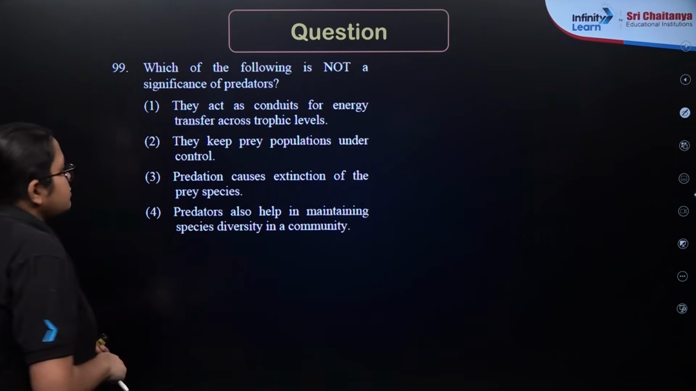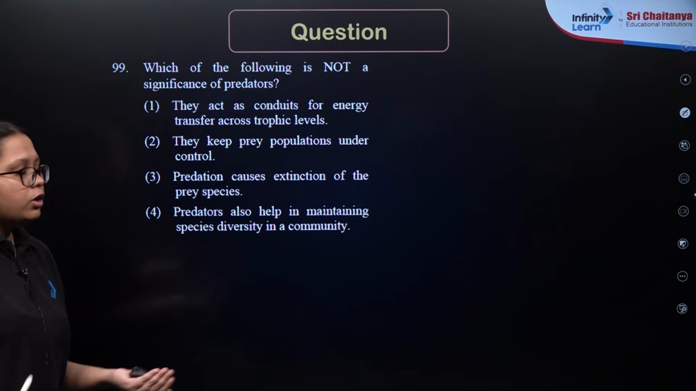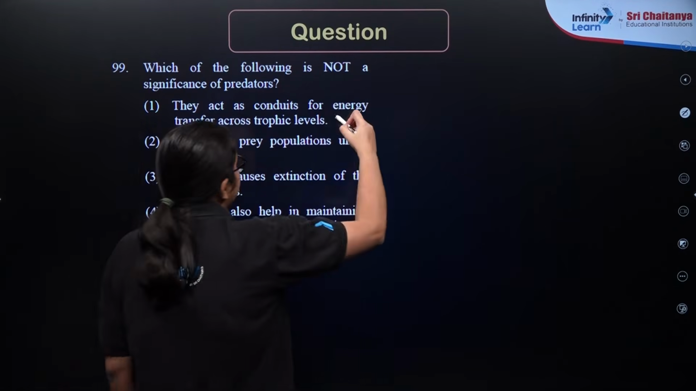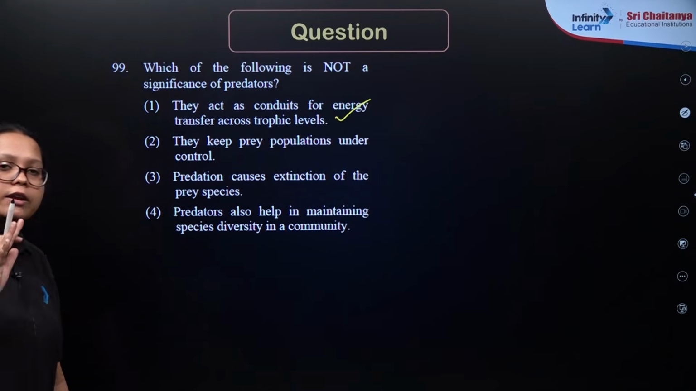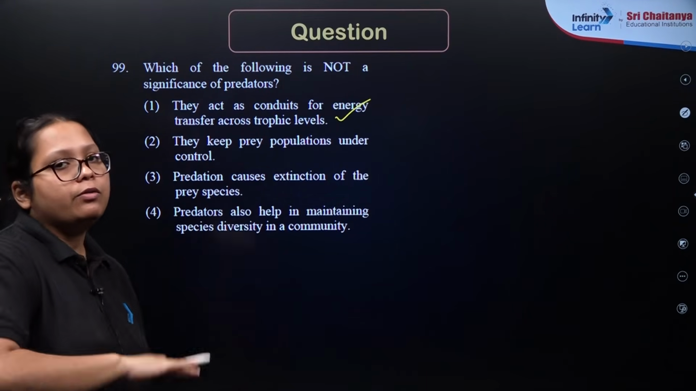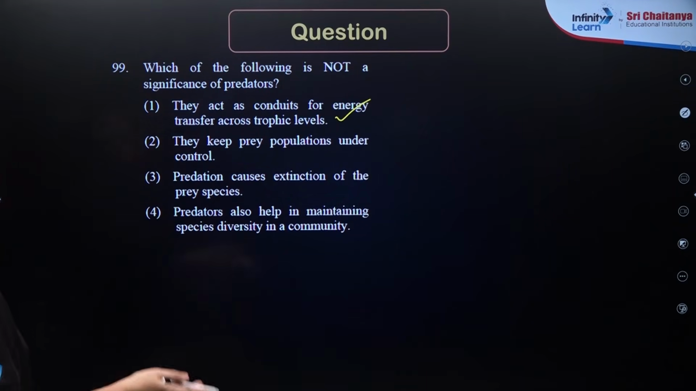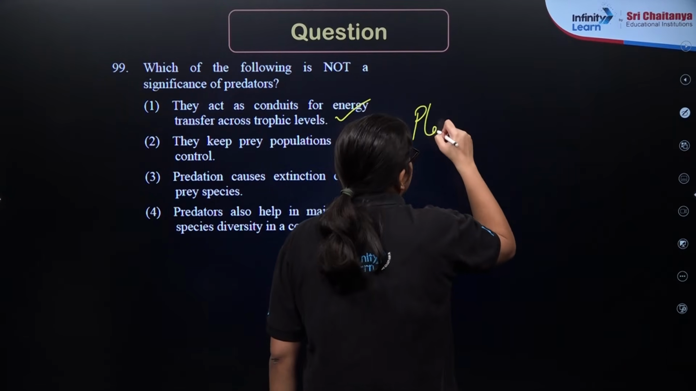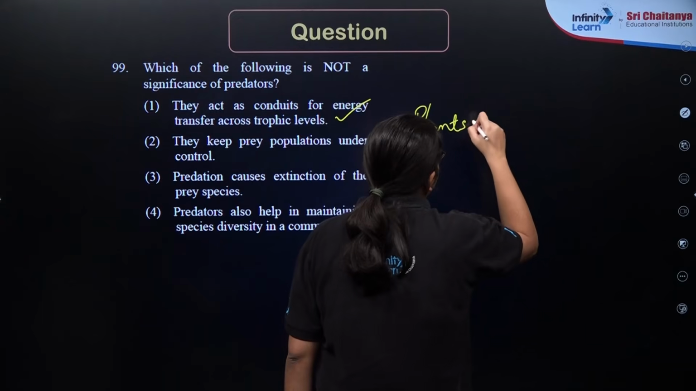First one, they act as conduits for energy transfer across trophic levels. Yes, they form a chain through which energy is transferred from one trophic level to another trophic level. So it is true. For example, there are plants. Plants are eaten by herbivores.